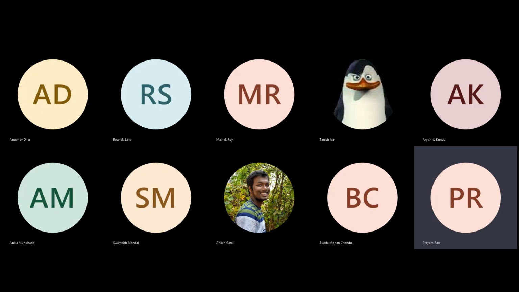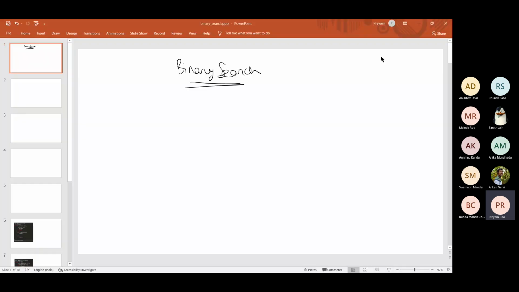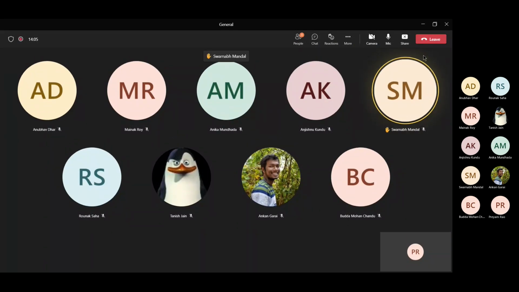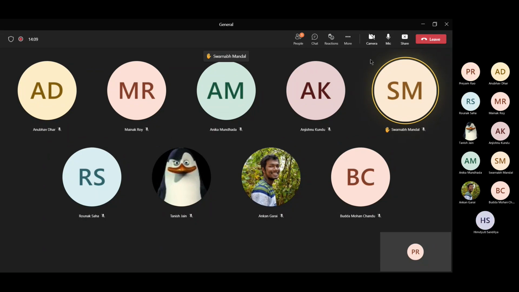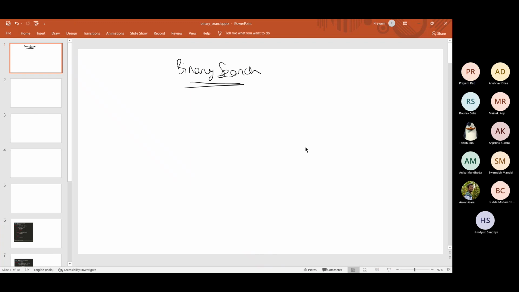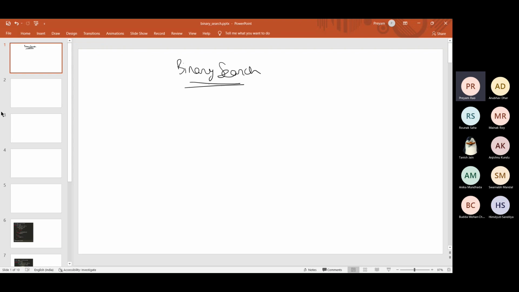So first of all, how many of you already know what binary search is? Like how it functions, how it works and stuff like that. You can just raise your hands. Okay, cool. So most of you don't know how it works. Okay. So binary search.